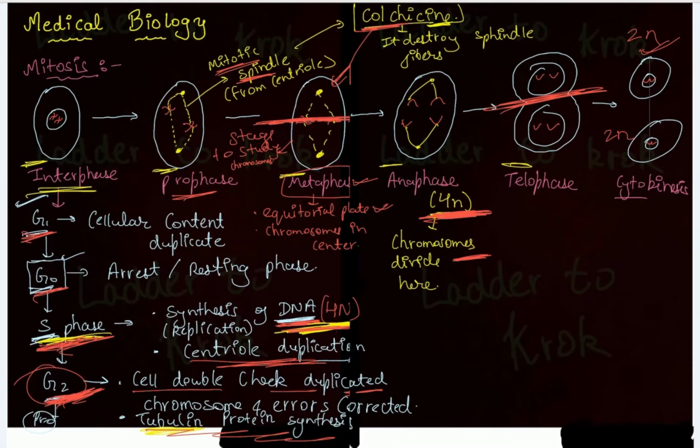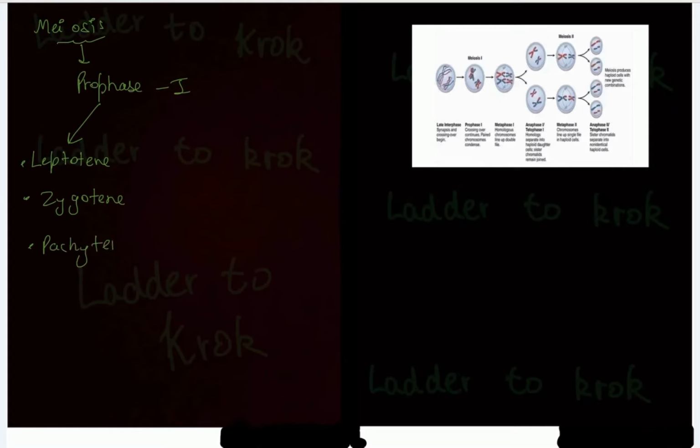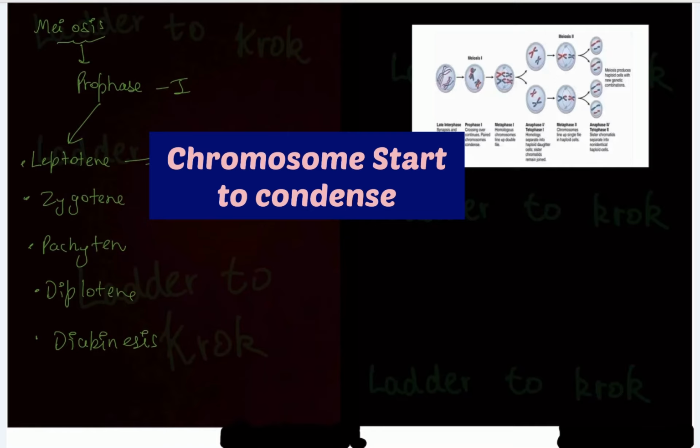Now I want to tell you something about meiosis. Meiosis is approximately the same as mitosis, with just one difference: in meiosis there is a difference in prophase 1. This prophase 1 has many stages: leptotene, zygotene, pachytene, diplotene and diakinesis. In leptotene the chromosomes start to condense.